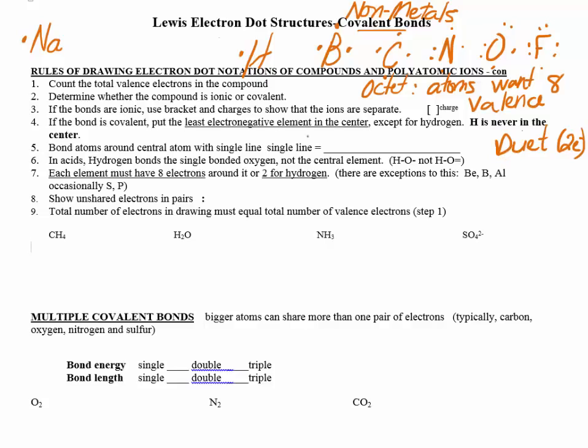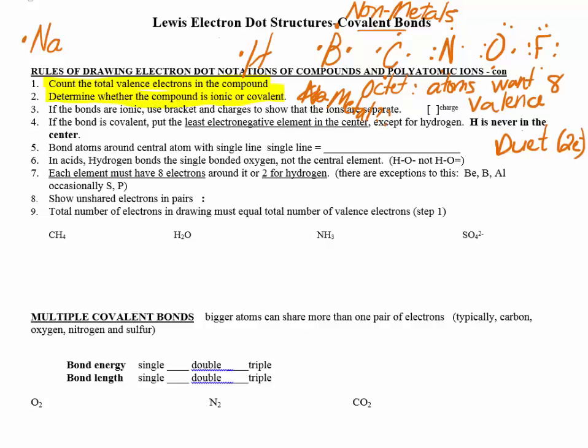Look at our rules. They're written here. What do I have first? First step, count valence electrons. That's where the periodic table comes in. You can't skip this step, whether it's ionic or covalent. Look at that first element and ask yourself, is it a metal?